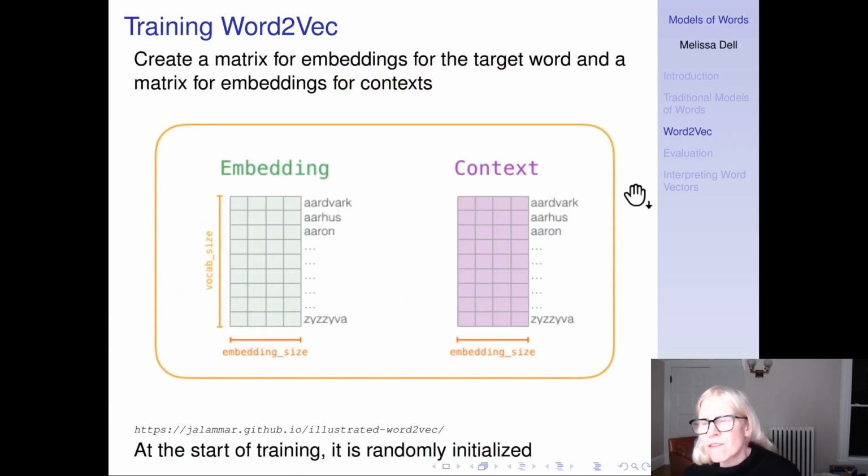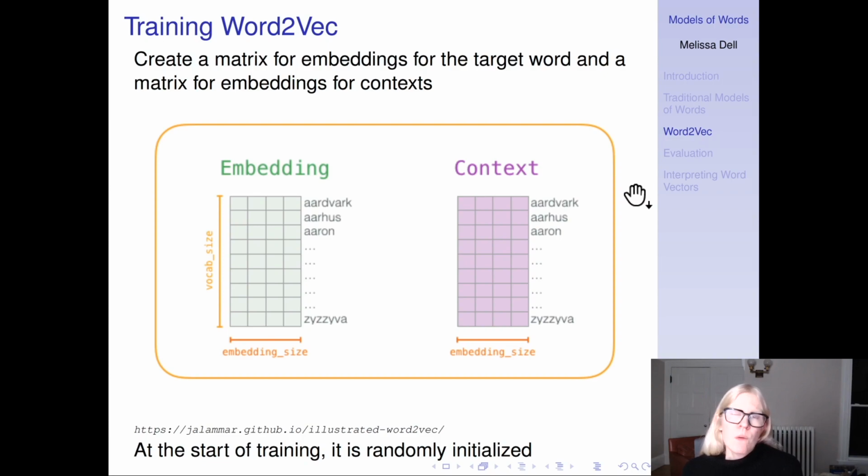So let me give a visual representation of this, and it might help it to make more sense. This is taken from Jay Alammar's blog. I also recommend checking it out. He's really the master of explaining things with these amazing visual posts.